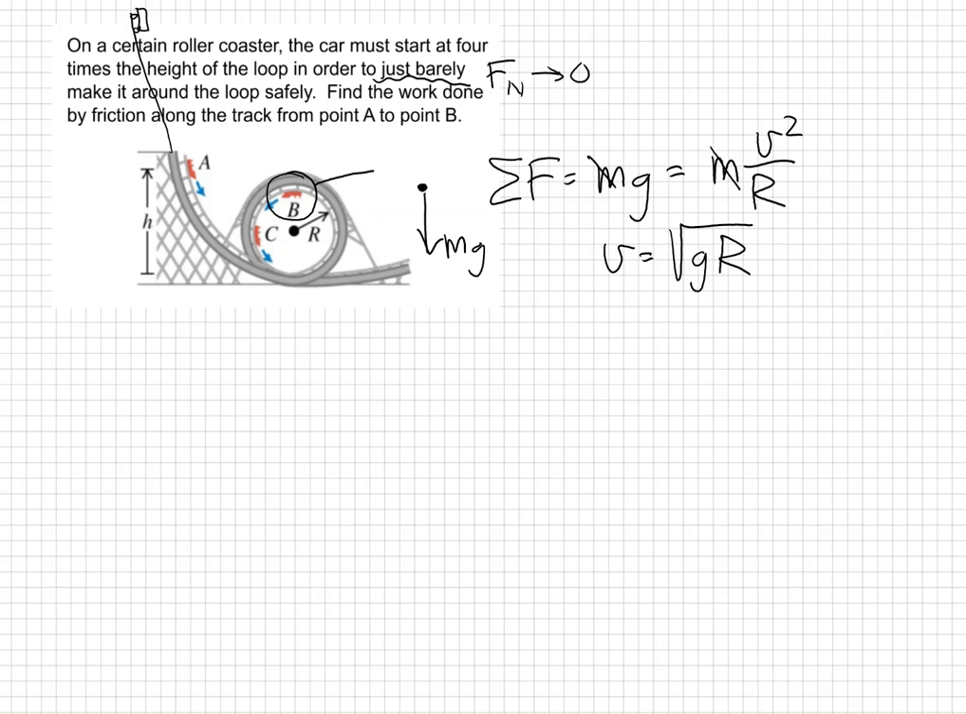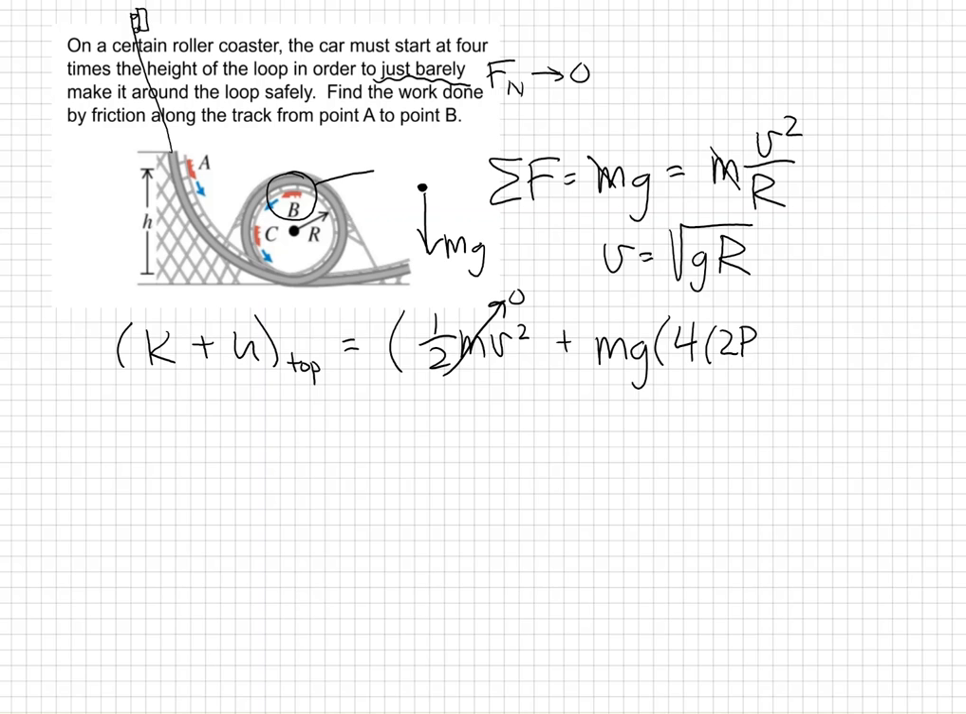Notice that we did this part of the problem with forces. There are some things where you have to invoke forces, but the rest of the problem we're going to use energy, because we're going to say that K plus U at the start, if we start from rest, is 1/2 mv squared, which is just 0, plus, if you have to start at 4 times the height of the loop, m times g times 4 times 2r. The height of the loop is its diameter.